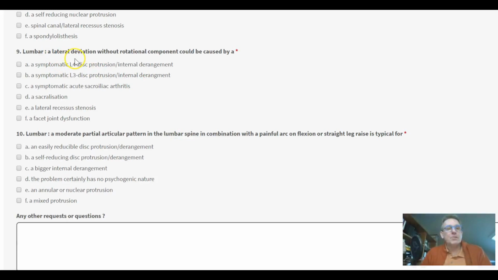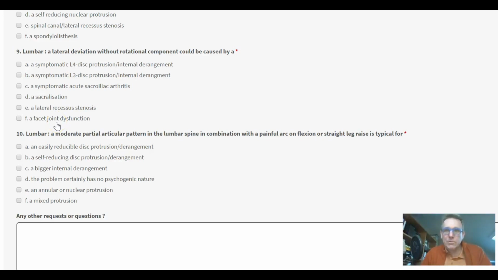A lumbar patient has a lateral deviation to the left or to the right. What could that be? A symptomatic L4 disc protrusion, internal derangement? Yeah, that's possible. A symptomatic L3, yes, that's possible. A symptomatic acute sacroiliac arthritis? Yes, that's also possible, but very, very uncommon. Sacralization? No. Lateral recess stenosis? No. Facet joint dysfunction? Certainly not. That never gives a deviation.